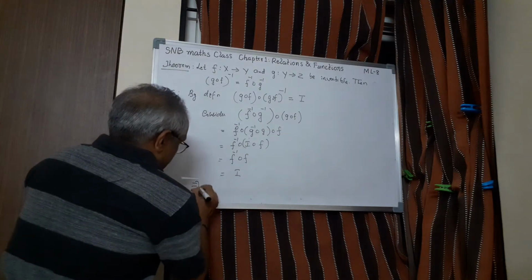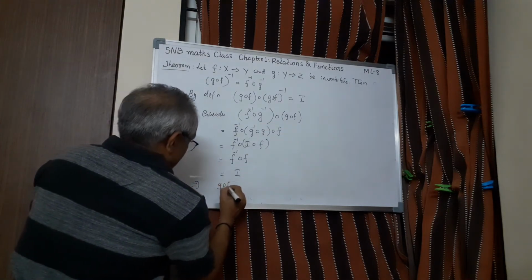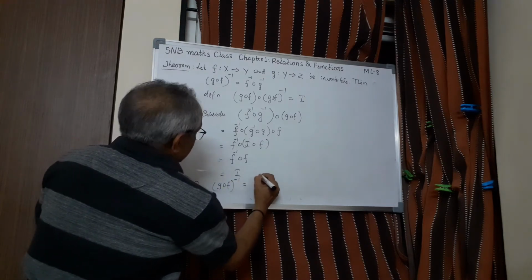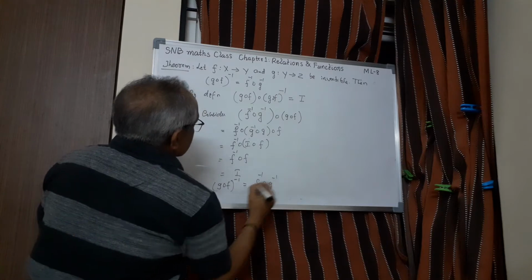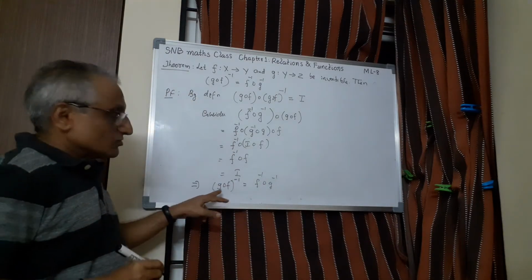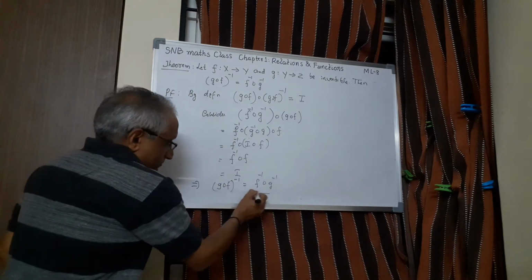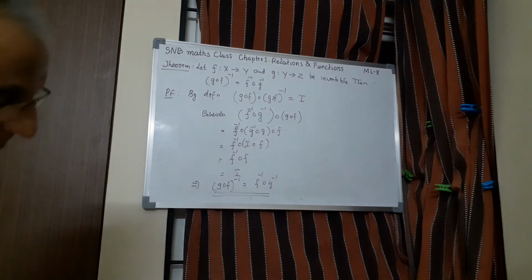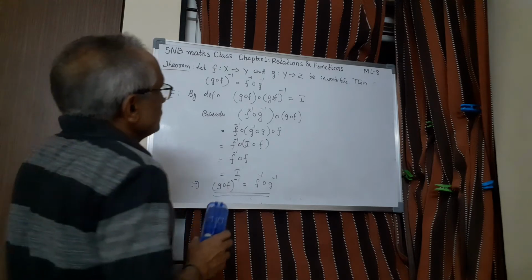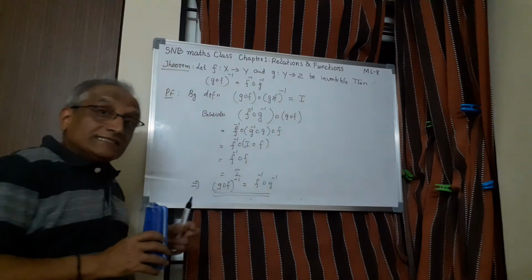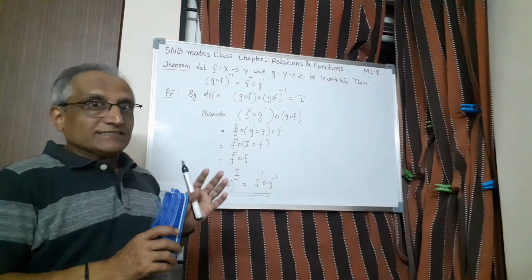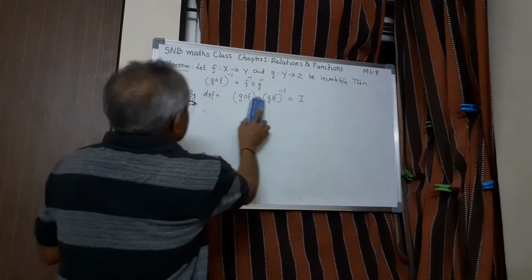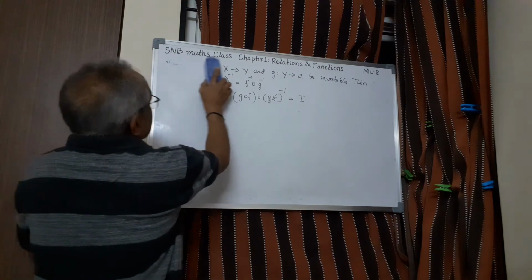This implies GOF inverse must be equal to F inverse of G inverse, because the inverse should be unique. Therefore, this proves the theorem. So these are the two important theorems related to invertible function. So with this we are concluding functions. Of course we have to work out the questions that we will do in supplementary lessons.